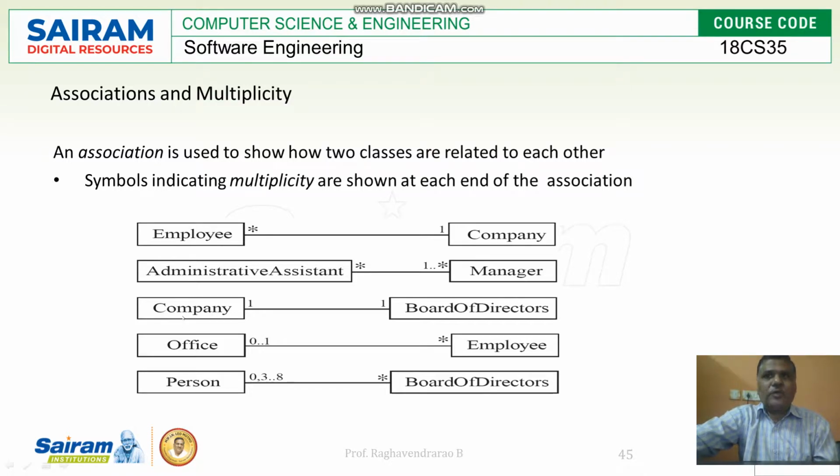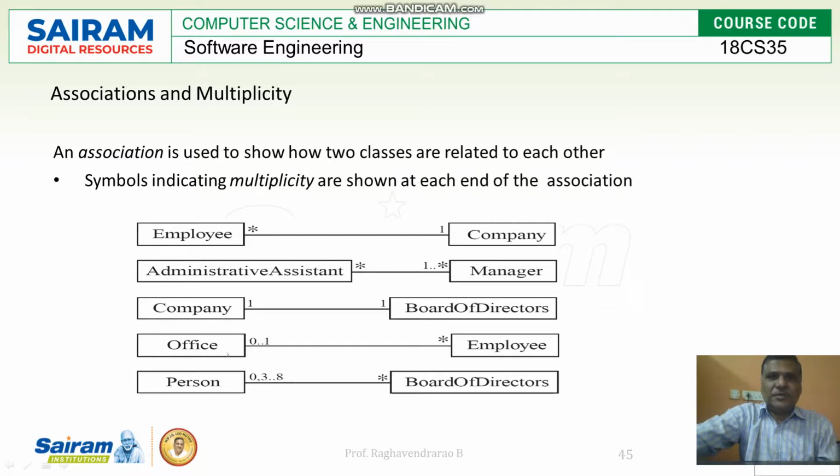A company can have one board of directors. A board of directors can have one company. It is associated with the companies. So one company, one board of directors. The board of directors is going to be present in one particular company.